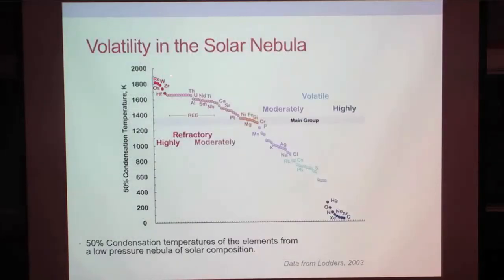Here's a plot of the 50% condensation temperatures of elements from a low pressure, something like 10 to the minus 4 torr, very low pressures, the temperatures at which they'd condense. The highly refractory elements, here's the rare earths, strontium. All of these things condense at temperatures above the major elements, the things that compose most of the Earth: iron, silicon, magnesium, nickel. And then there's increasing volatility as we go down here.